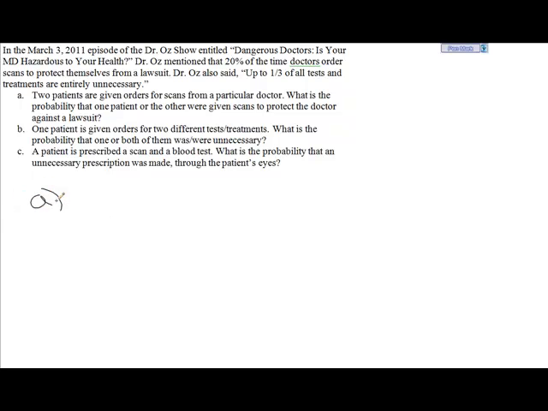In part A, we're asked about two patients and the probability that one or the other has a scan done. So we will call these events scan for person 1 and scan for person 2. So we want to know the probability that S1 happens or S2 happens. That is, that the first person is scanned or the second person is scanned. Now, there's really no importance of order here. We're just numbering them just to distinguish one person from the next.